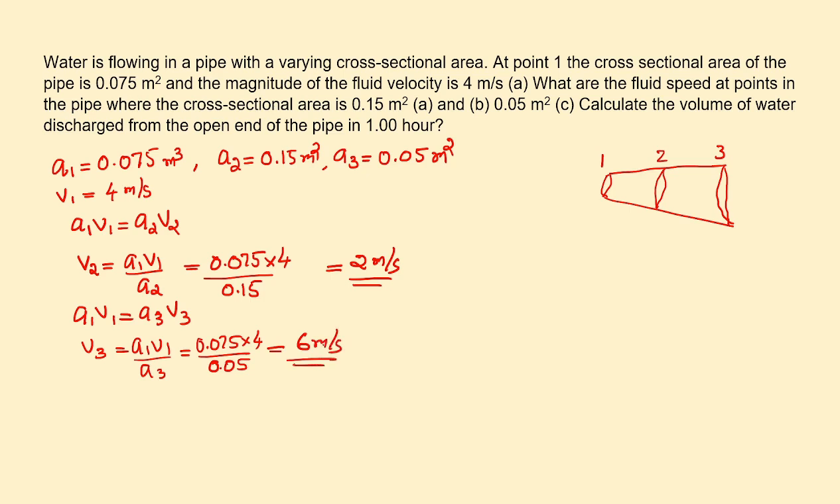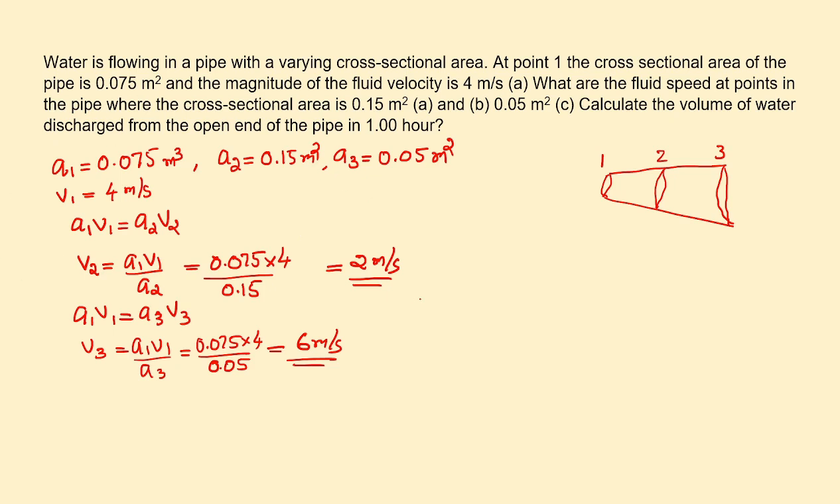Okay. Now, the third question is, calculate the volume of water discharged from the open end of the pipe in 1 hour. We know the volume flow rate. The volume flow rate is equal to the product of the cross-sectional area and velocity. That is A into V is a constant. That constant is the volume flow rate, that is the volume of the water flowing in 1 second.